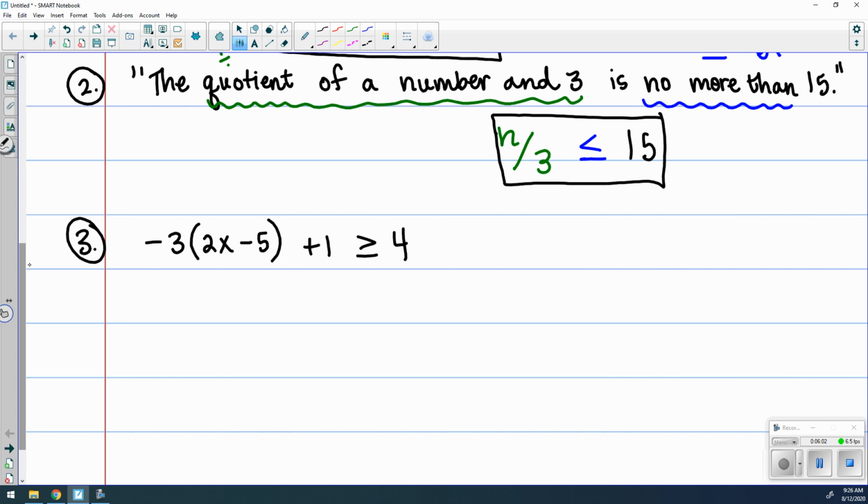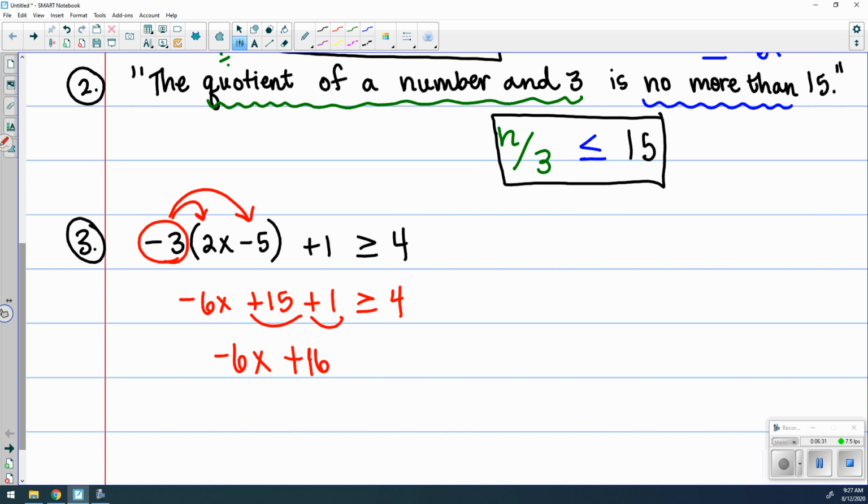The first thing I'm going to do is get rid of the parentheses. I can't combine anything inside this set of parentheses, so I'm just going to distribute. I'm really distributing in a -3. -6x plus 15 because -3 times -5. And then this is the rest of the inequality, so +1 is greater than or equal to 4. Combine your like terms. That's going to be a 16. -6x plus 16 is greater than or equal to 4.